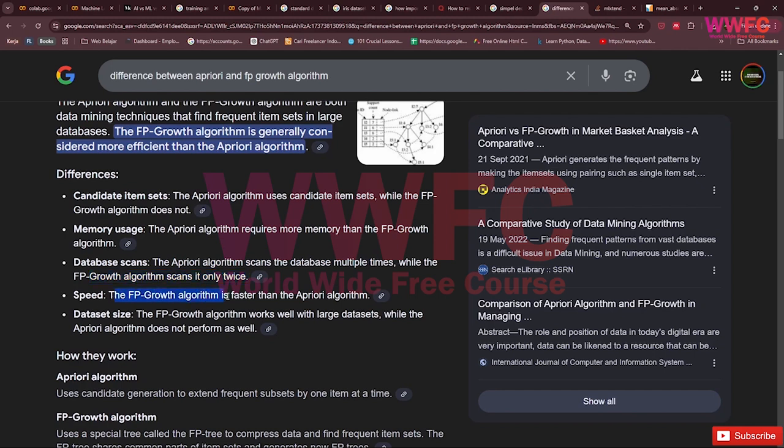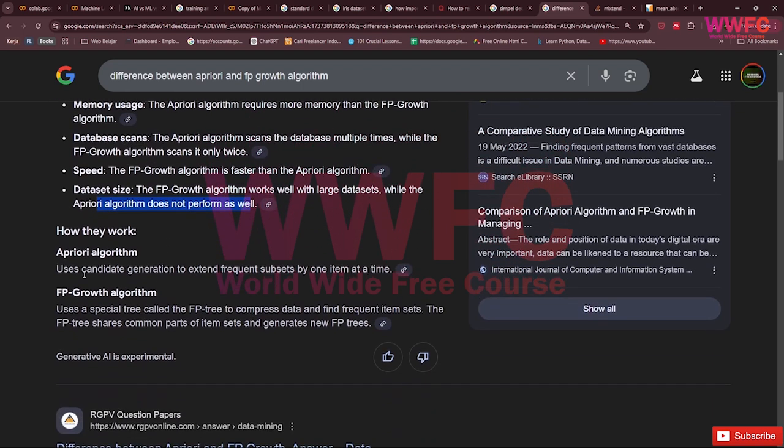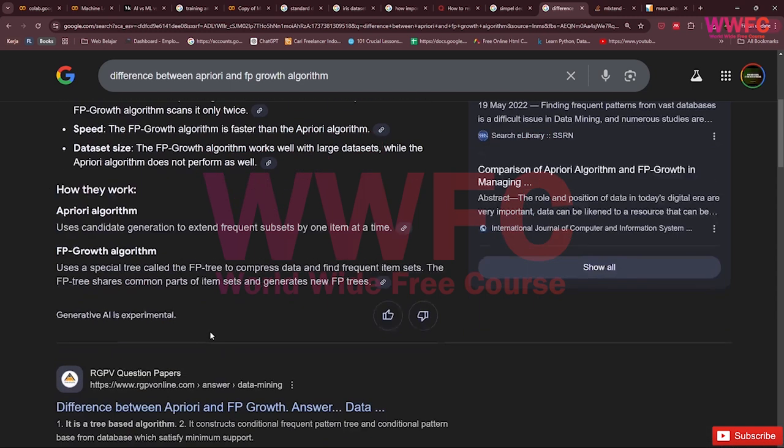Speed: the FPGrowth algorithm is faster than the Apriori algorithm. For the dataset, the FPGrowth algorithm works well with large datasets, while the Apriori does not perform as well. How they work: Apriori uses candidate generation to extend frequent subsets one item at a time. FPGrowth uses a special tree called the FP tree to compress data and find frequent item sets. The FP tree shares common parts of item sets and generates new FP trees.